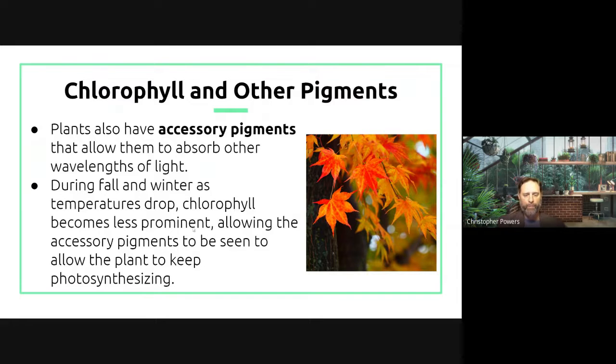Chlorophyll becomes less prominent, allowing the accessory pigments to be seen and allowing plants to keep photosynthesizing. So it needs some different stuff to keep plants alive during those wintry, colder months. And there's not as much light because the day gets a little shorter with sunlight. That makes sense, right?